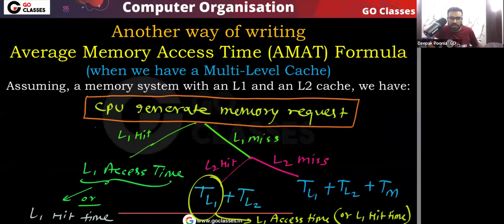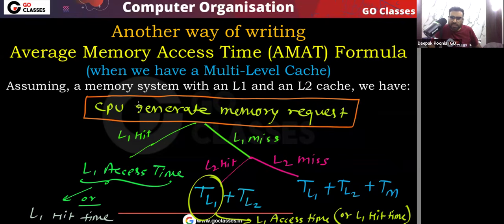From this tree diagram we can convert into a formula. So we will get another way of writing the average memory access time formula. Remember, this is the same as the previous formula that we have seen. If you simplify this formula, then you will get the same previous formula. But this is just another way of writing the average memory access time formula.